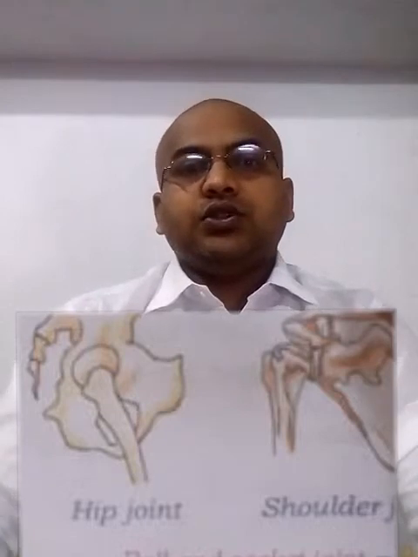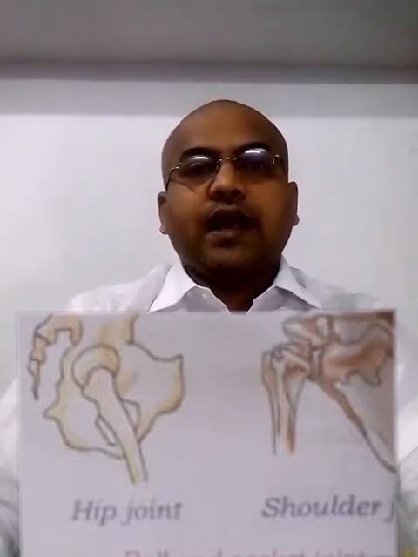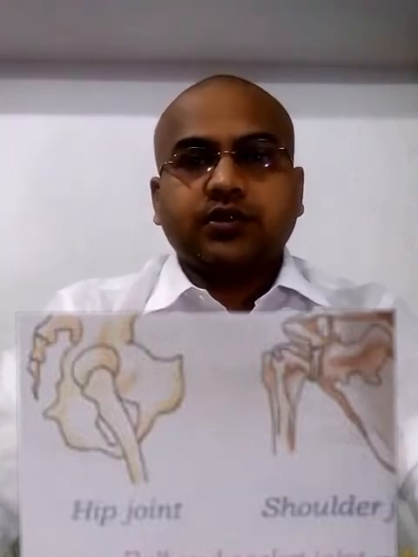Then we discussed two types of joints, immovable joints and movable joints. Today we will discuss the two types of movable joint. Number one is ball and socket joint, and number two is hinge joint. If you remember, I told you in the last lecture that our shoulder is a ball and socket joint. The joint at our hip is also a ball and socket joint.